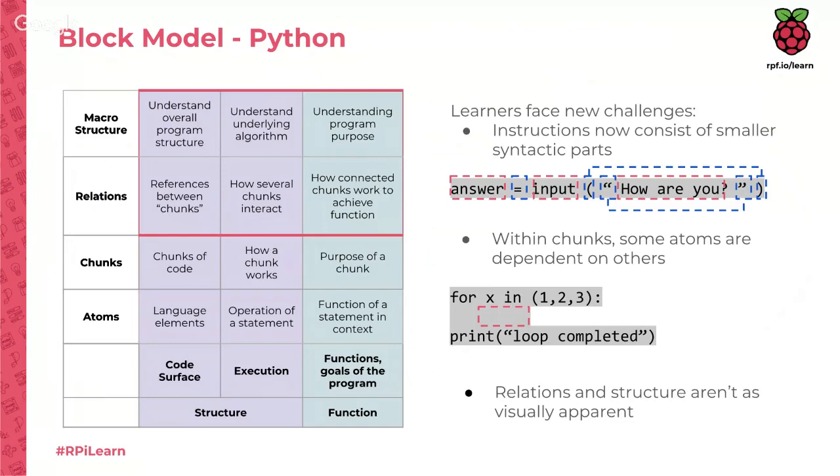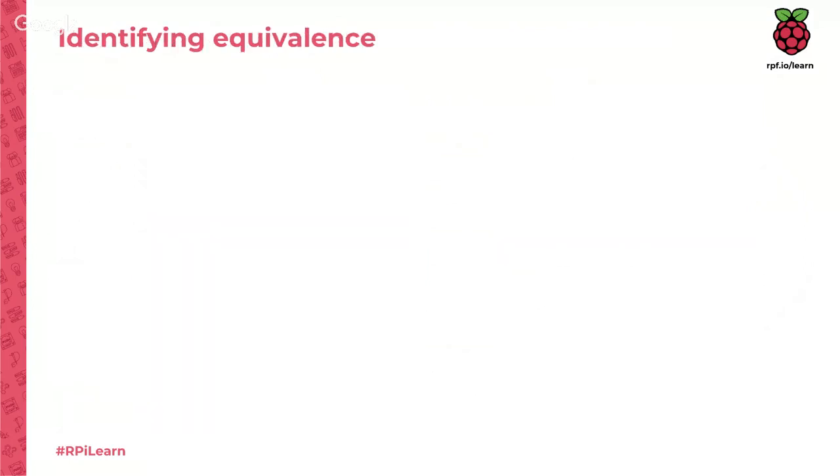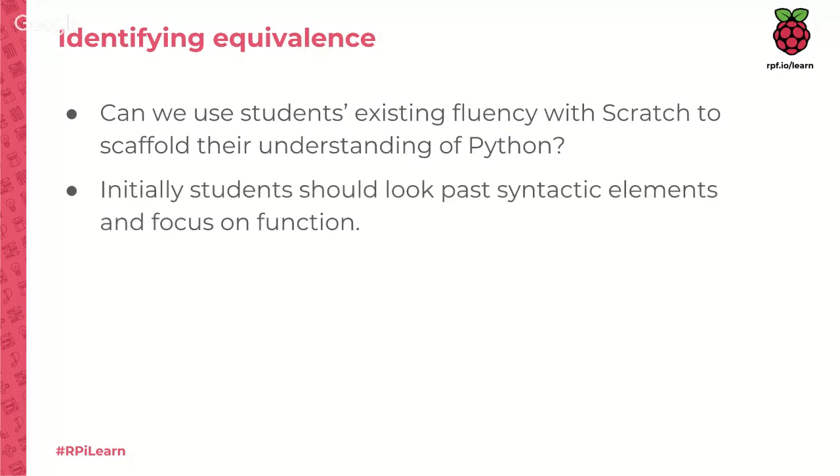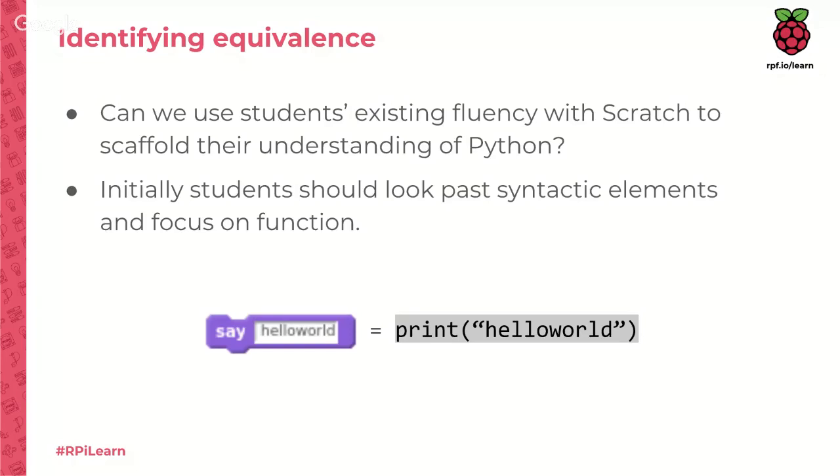So we have to think about how we break those barriers down, and one of the ways we might do this is by identifying equivalence. We might look at our Scratch and Python code and try to identify equivalent concepts, almost looking past some of the details, some of the syntax, and just thinking about function. So the question is, can we use students' fluency with Scratch to scaffold their understanding of Python? Well, I think we can. Initially students should look past the syntactic elements and focus on the function and what the code is doing.